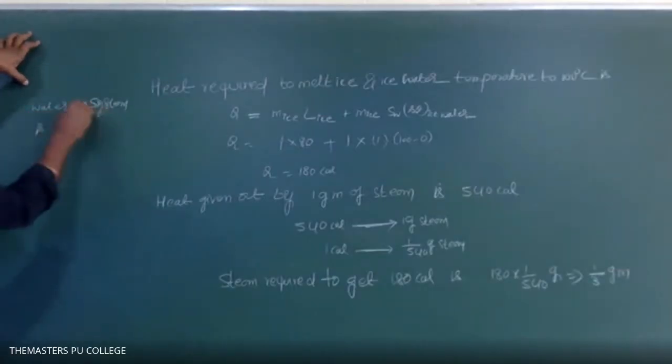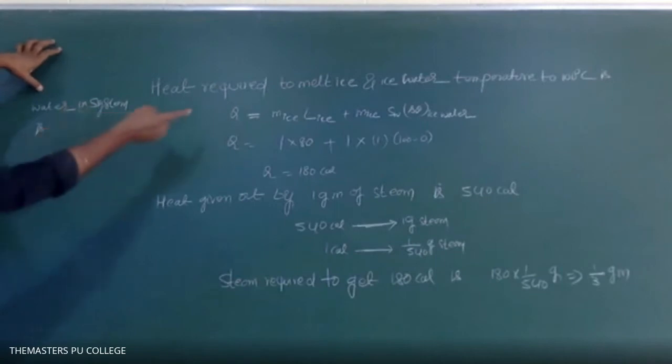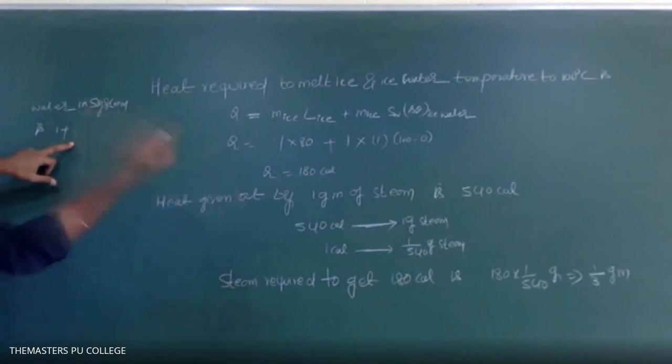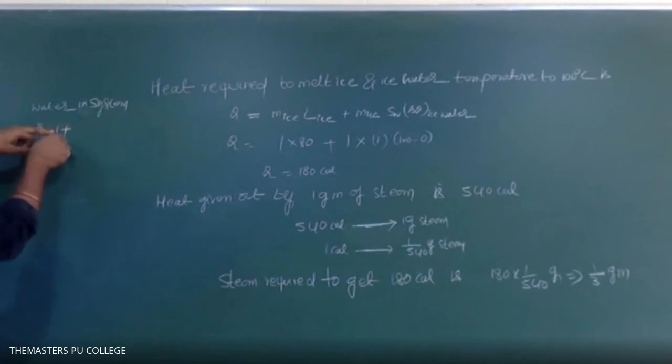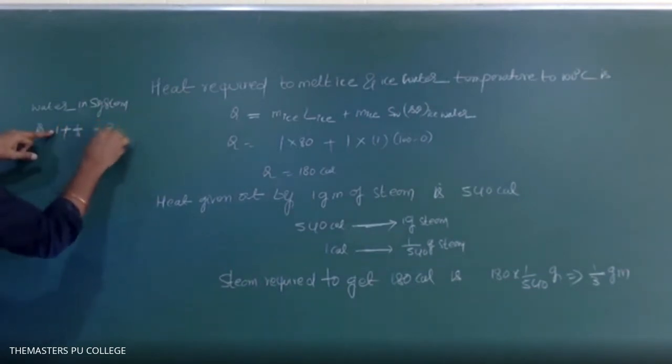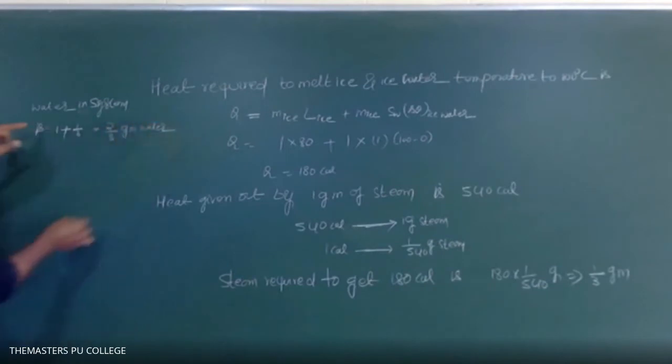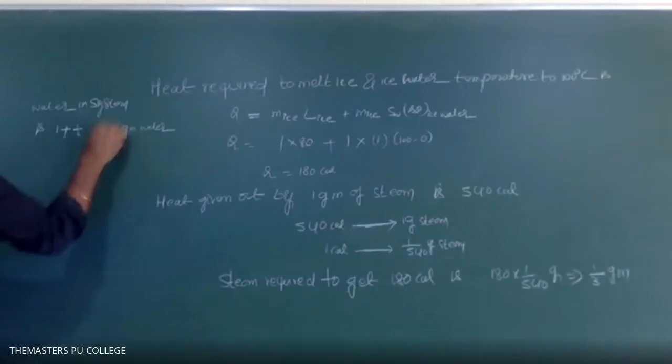So the water in the system: 1 gram of ice is melted and converted into water, plus 1 by 3 gram of steam is converted into water. What is the final water in the system? This ice water 1 gram plus 1 by 3 gram of steam, that is 4 by 3 gram of water is there. Yes, correct.